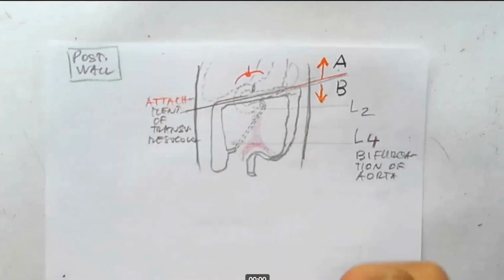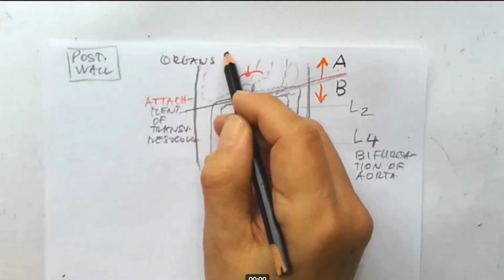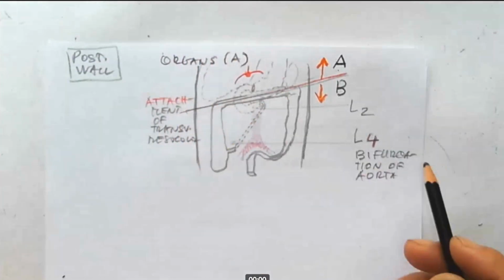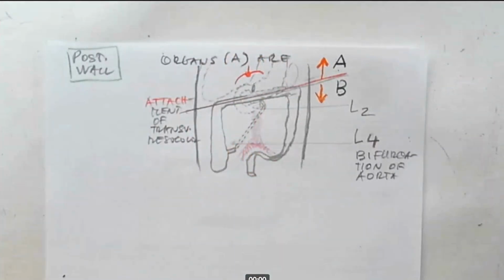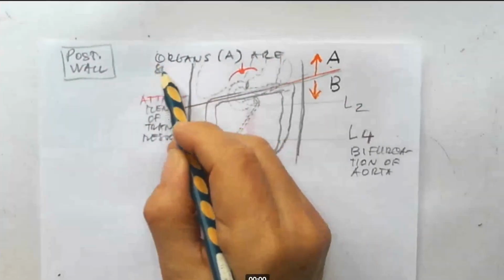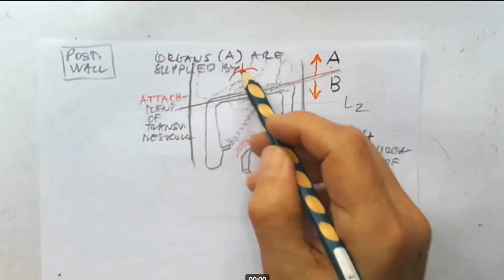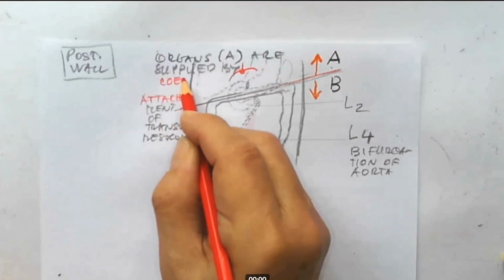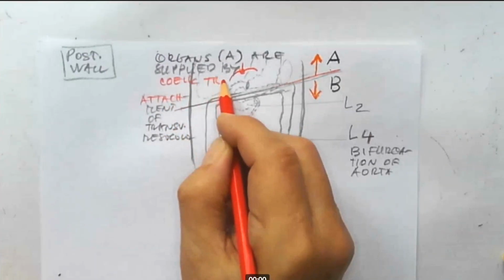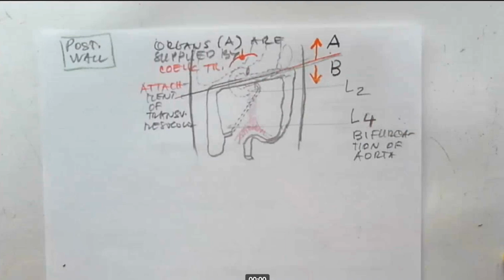So I would say organs in the compartment A, that means organs in the supramesocolic compartment, are supplied by the celiac trunk. So by celiac artery, celiac trunk. That's the different thing. But the organs in the inframesocolic compartment are supplied by mesenteric arteries.